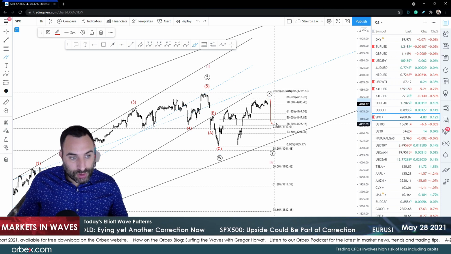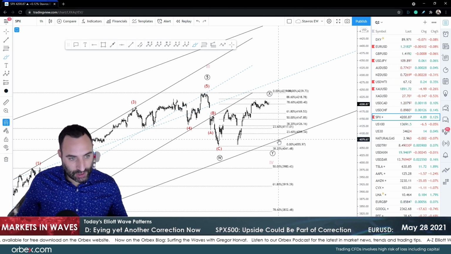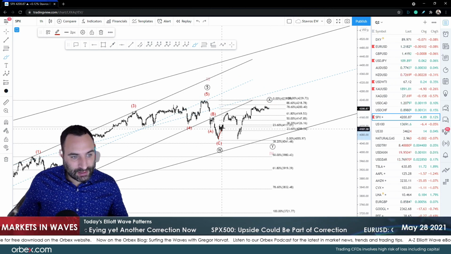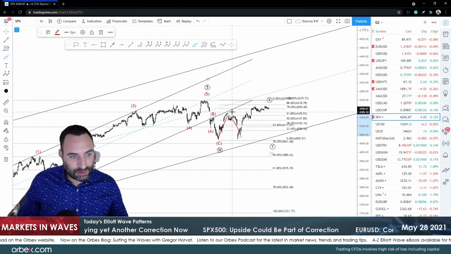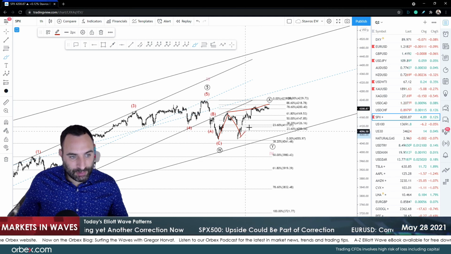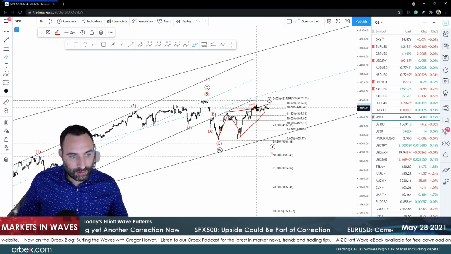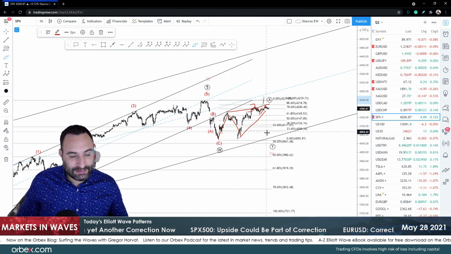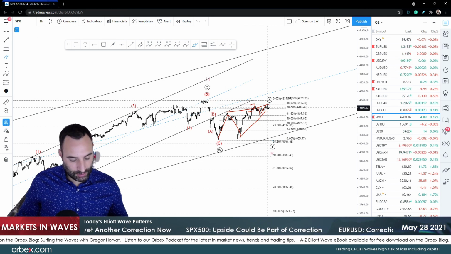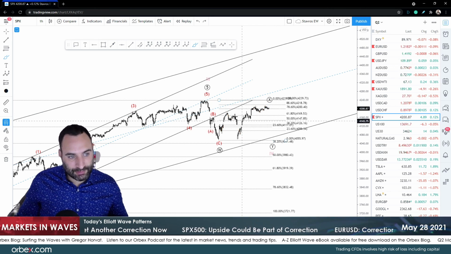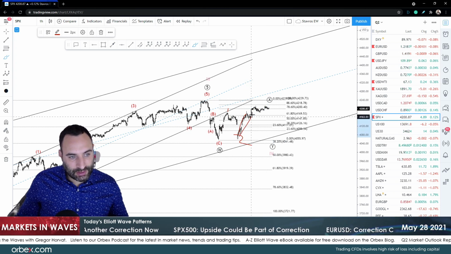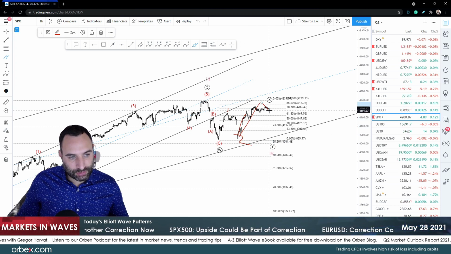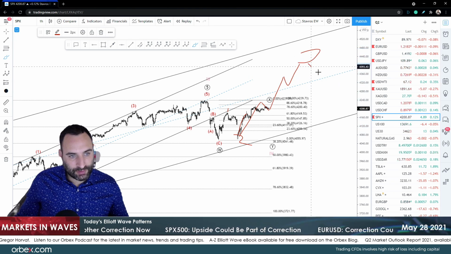If it holds, we're looking at another ABC down. If it doesn't hold, it means that this is 1, this is 2. Do we get the touch here? Perhaps that might be 3, then 4 and 5. That might be a leading diagonal over here, guys. That's one scenario. The other one is this is 1 and 2, and we get internally 1 and 2, and then 3, 4 and 5.